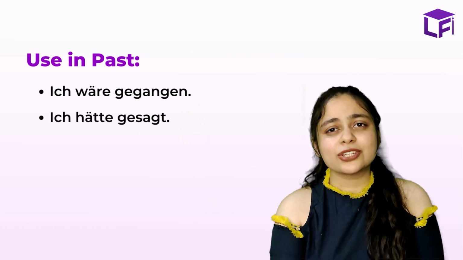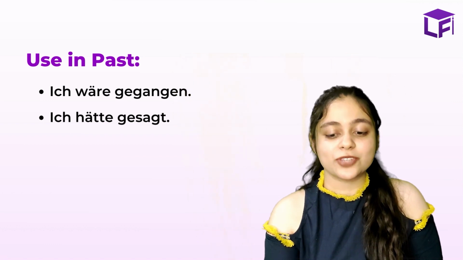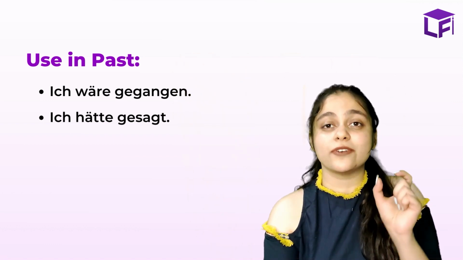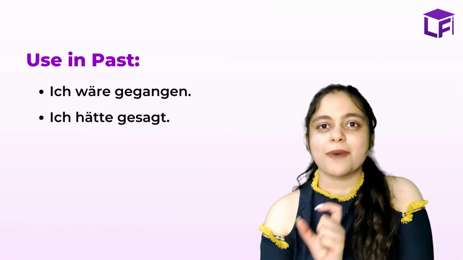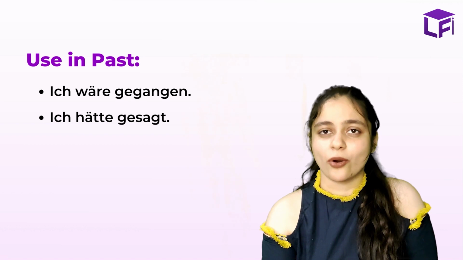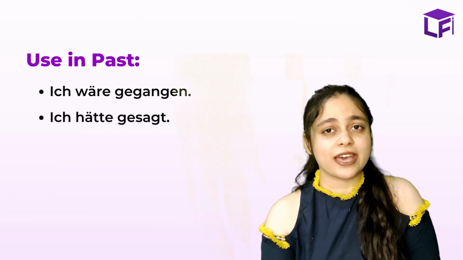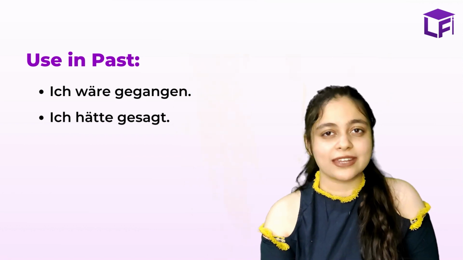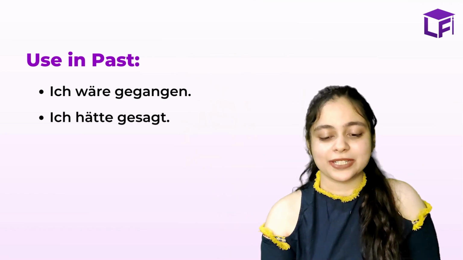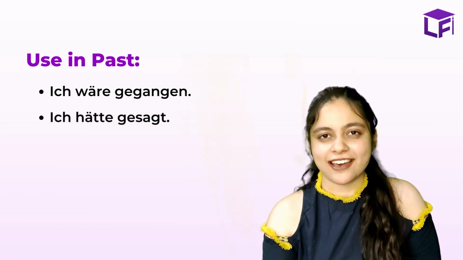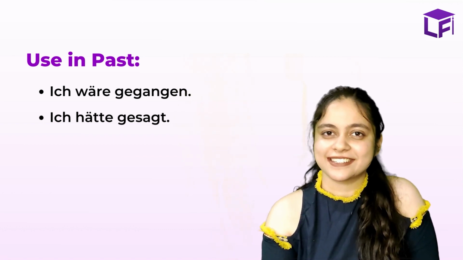Now, moving to the situations that lie in the past tense. For this, we use a subjunctive form of the verbs sein or haben along with the past participle. Now, I'm going to give you two examples. The first one says, Ich wäre gegangen. This means I would have gone. And the second example says, Ich hätte gesagt. This means I would have said it.